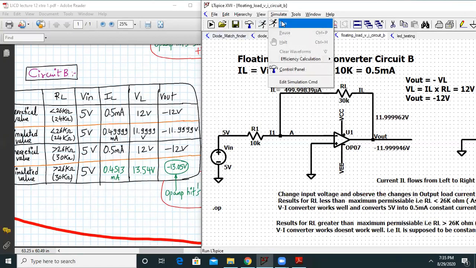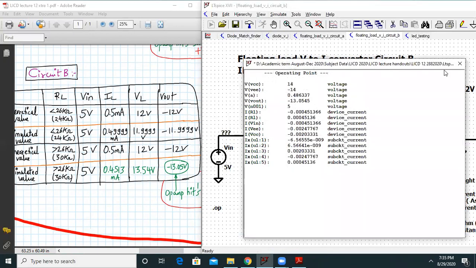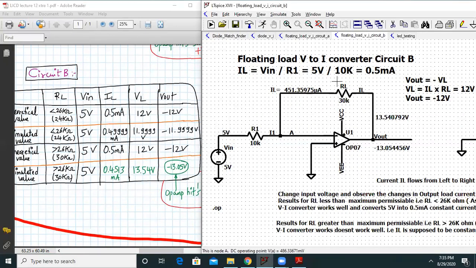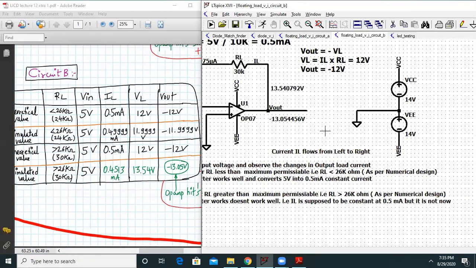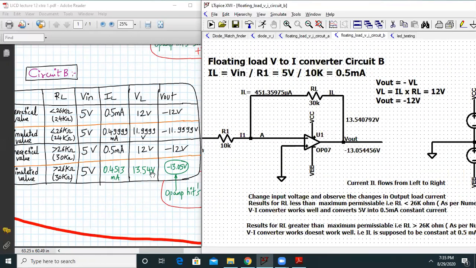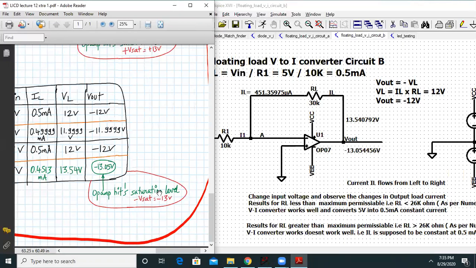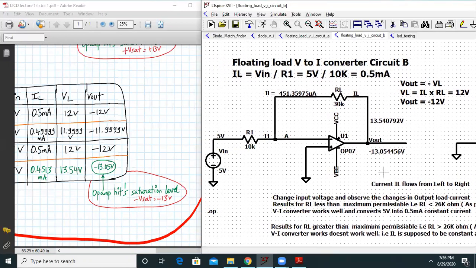So what will happen? What are the changes? The changes are as follows. First of all, my IL is no longer 0.5, it is around 0.45 milliamperes. And my value of VL is also different. Right now it is 13.54 and the Vout is also different, that is 13.5. As you can see, the Vout is not reaching the maximum 13.5. Vout should be equal to minus VL, but it is not. Why is it not? Because of negative saturation. So here we can say that the op-amp has hit the negative saturation level, hence its voltage cannot be more than this at all in any condition.